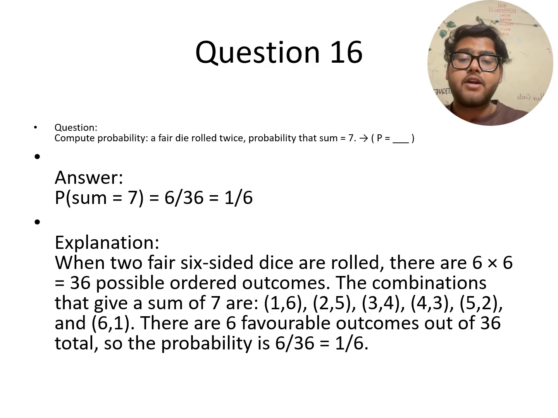Compute probability. A fair die is rolled twice. Probability that the sum is equal to 7 is. So the probability will be 6 by 36, that is 1 by 6. When two fair six-sided dice are rolled, there are 6 times 6, that is 36 possible ordered outcomes. The combinations that give a sum of 7 are as given below. There are 6 favorable outcomes, so the probability is 1 by 6.